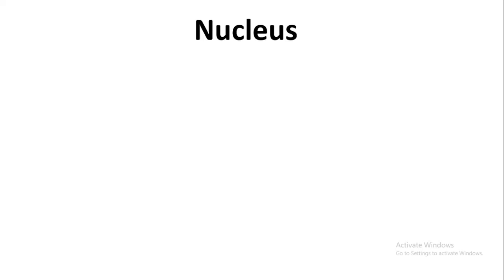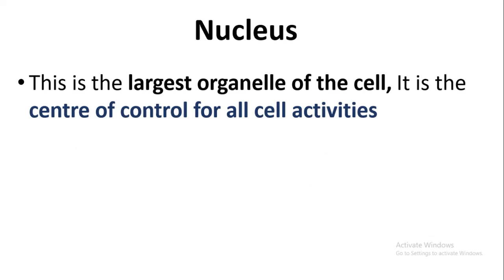So the nucleus is like the governing body of the cell. The nucleus is the governing body of the cell. It's the one which governs the metabolic reactions that take place in the cell. It is the one which controls all the cell activities. All the cell activities that take place in the cell are being controlled by the nucleus.